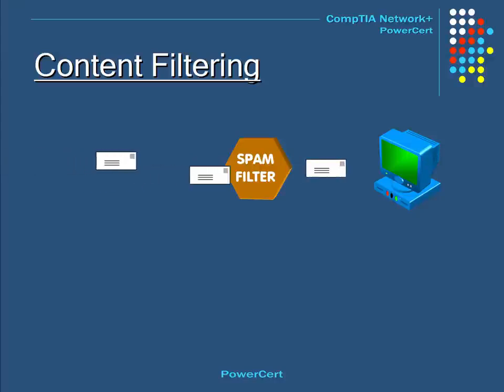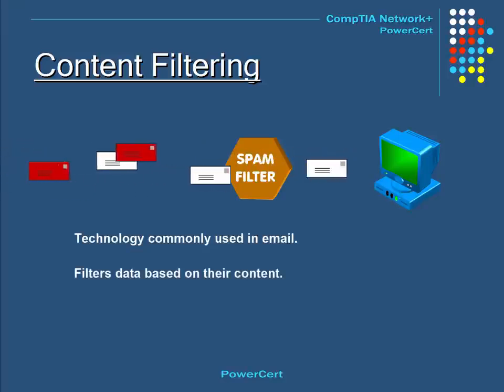Content filtering is a technology that is commonly used in email, and as its name implies, it filters data based on their content and not on the source. This type of filter is commonly used to filter email spam.